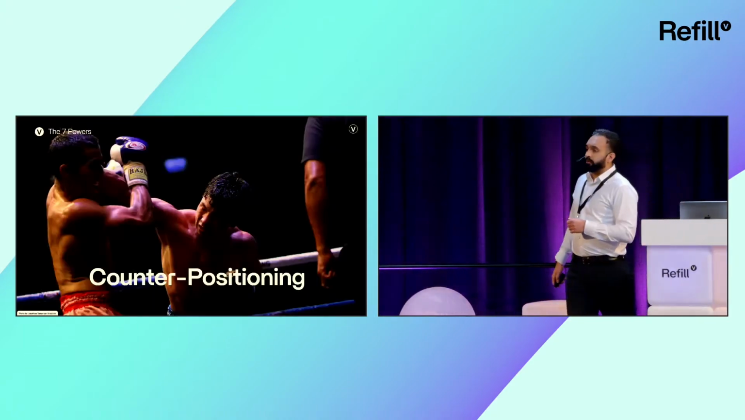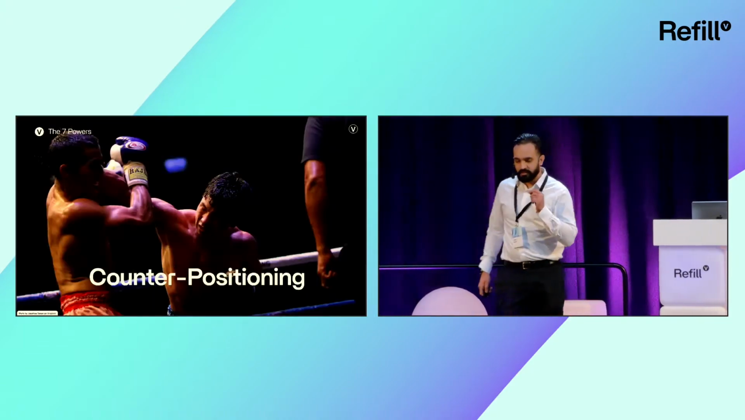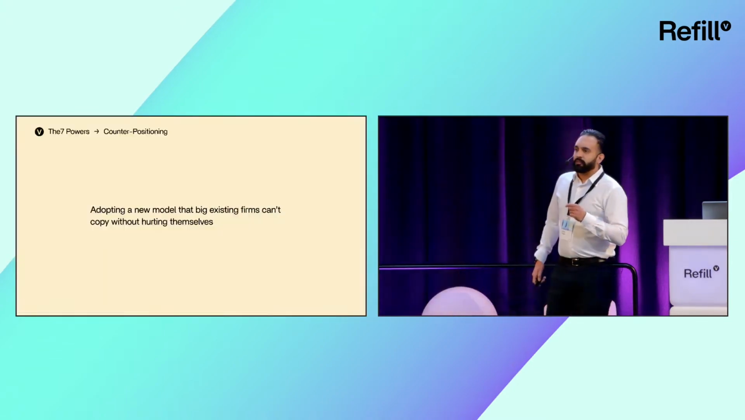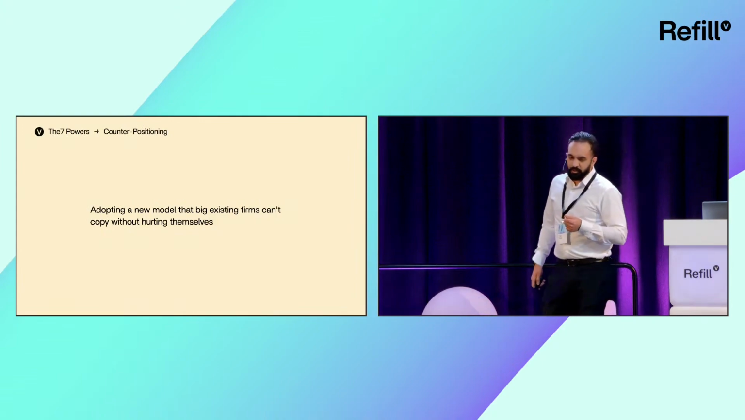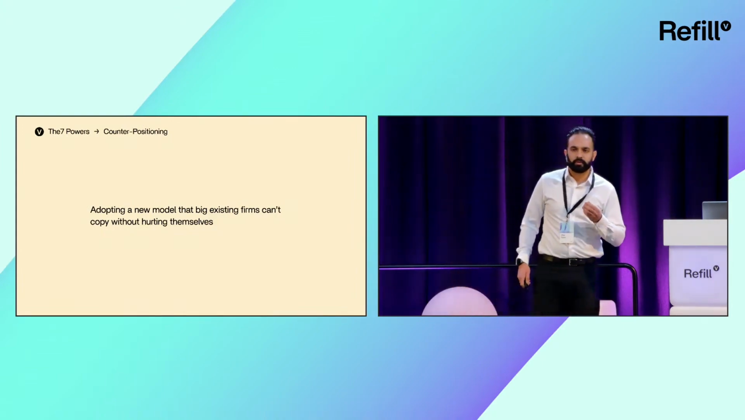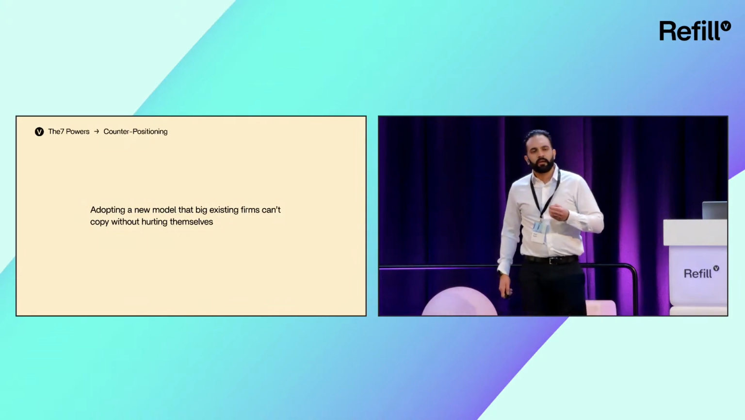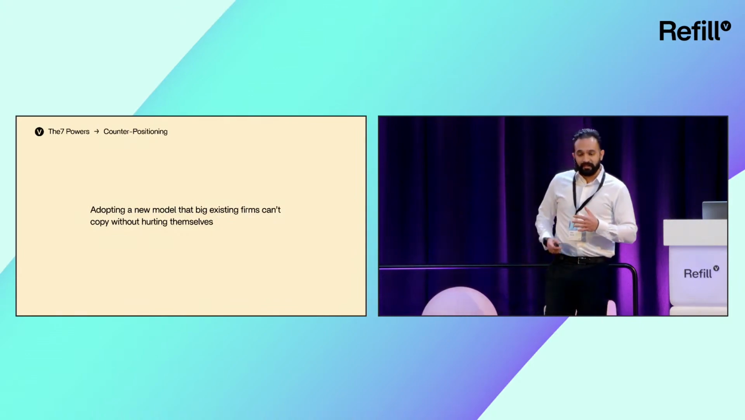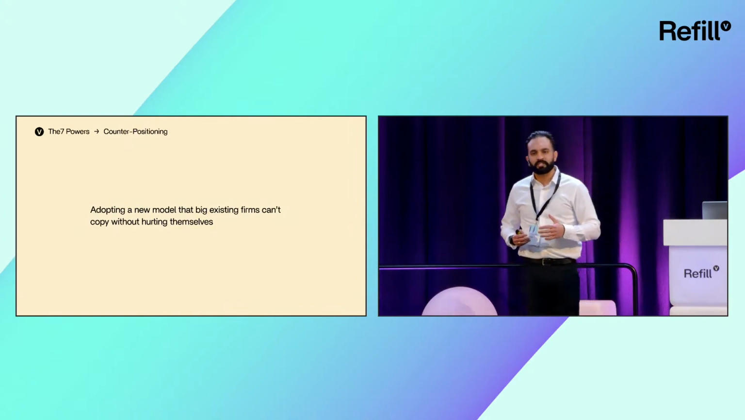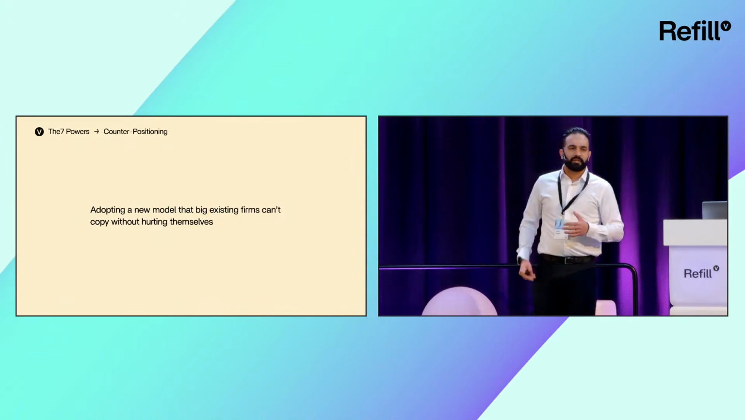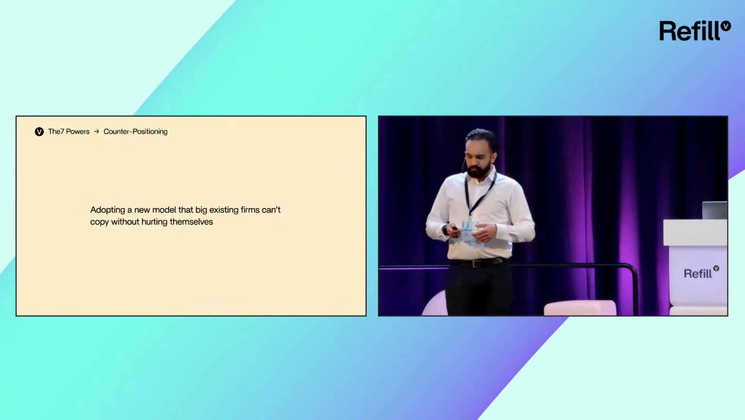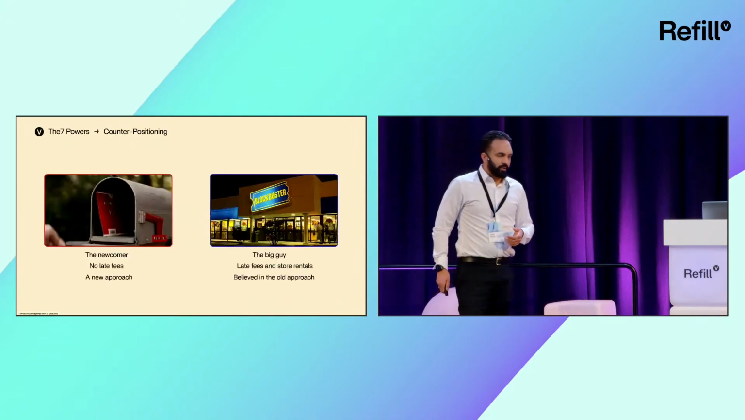Now, let's go to the next one, counter positioning. I think this is one of the coolest powers in this framework. It means adopting a new business model that the big existing firms can't copy without hurting themselves. In the last few years, we have seen many try to come up with a new business model to take on the big guys, but somebody fails, somebody succeeds, and I'm going to explain why.